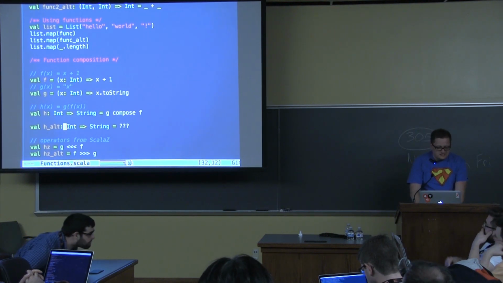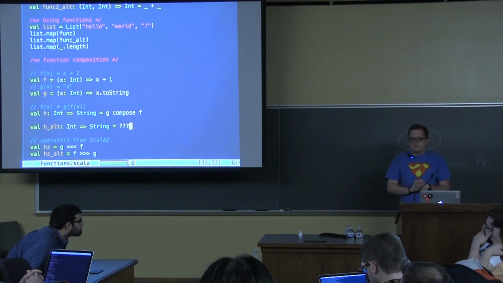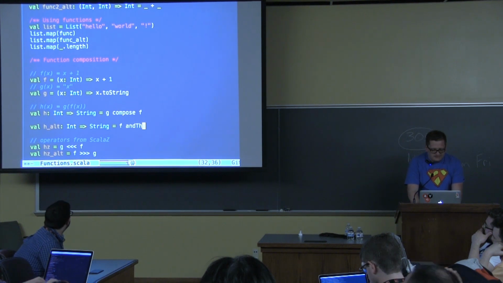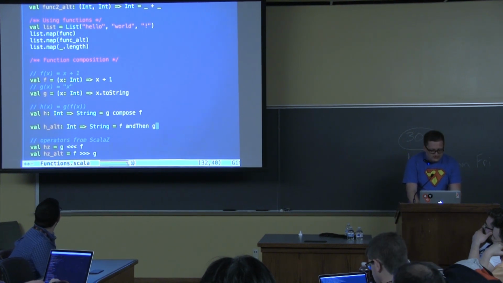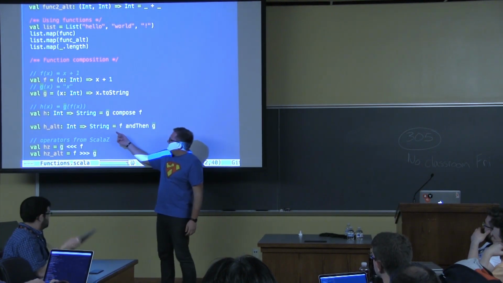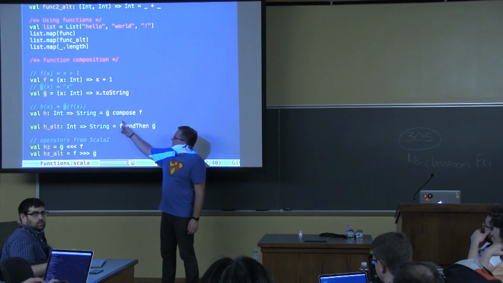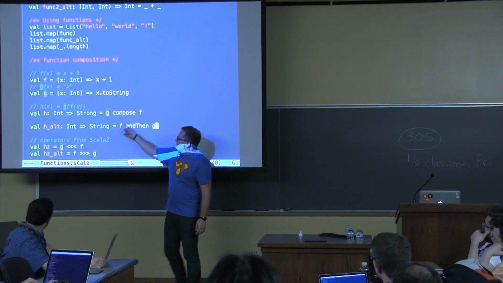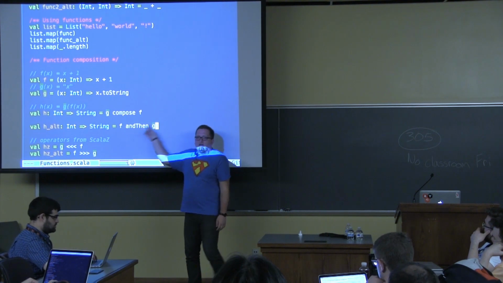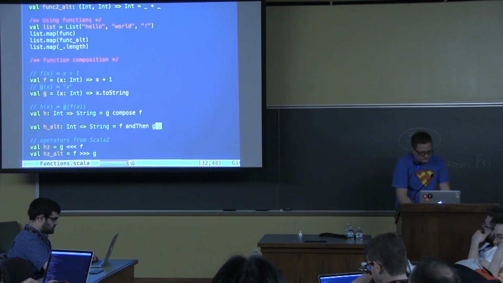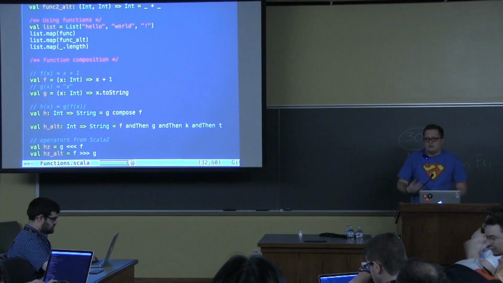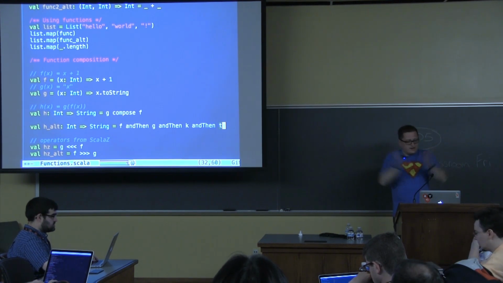But sometimes it's easier to reason about your functions in a program by using andThen. So andThen is pretty much the same as compose, but it goes the other way around. It's still composing your two functions, you just read it the other way around. You're saying my new function will first call f with the argument, and then the result of function f will go to the argument of function g, and so on and so forth. So if I had more functions, it would be andThen k, and then t, and so on and so forth. So far, so good? All right, awesome.